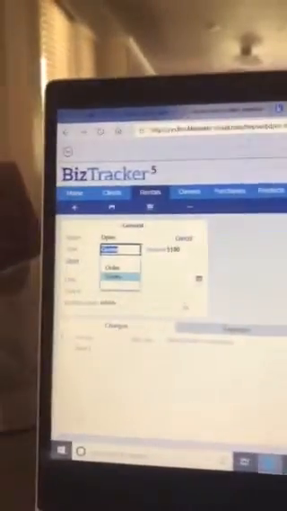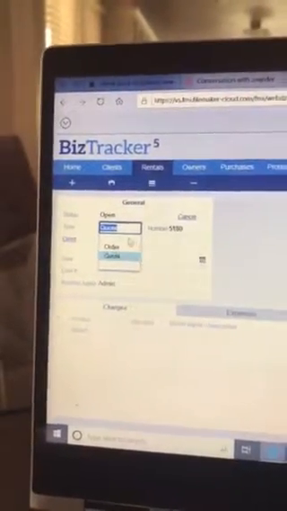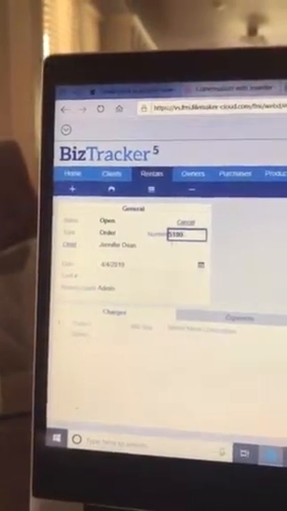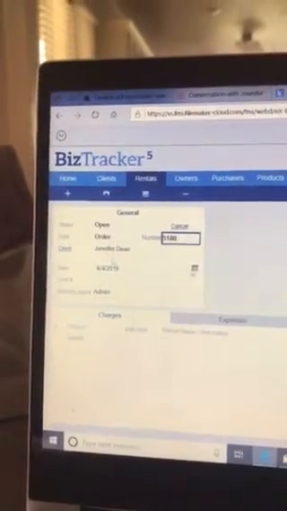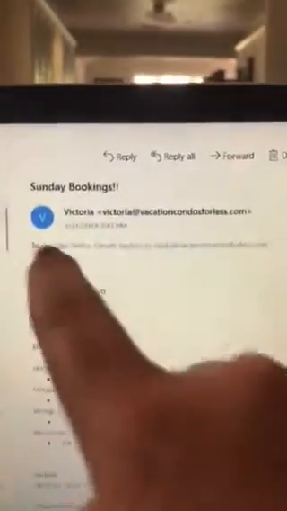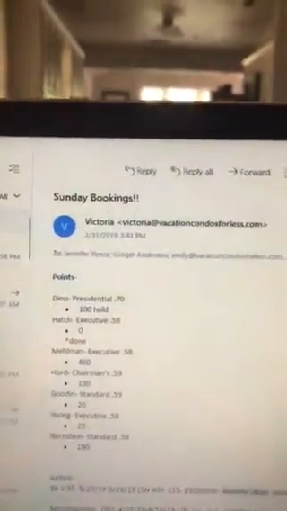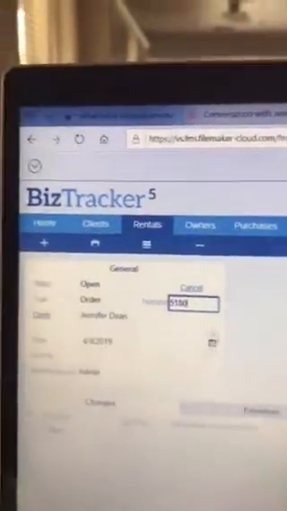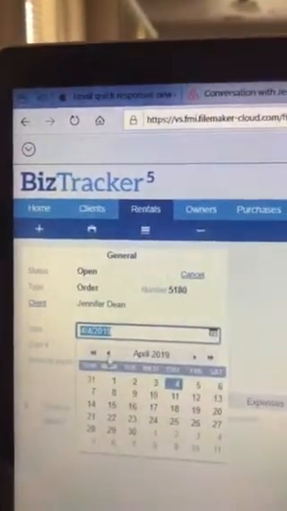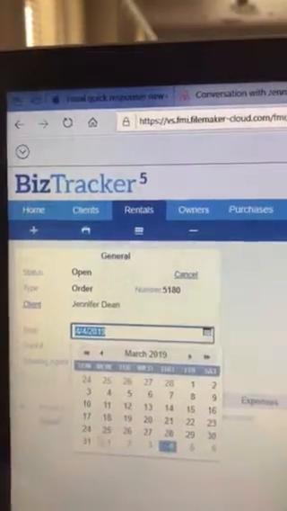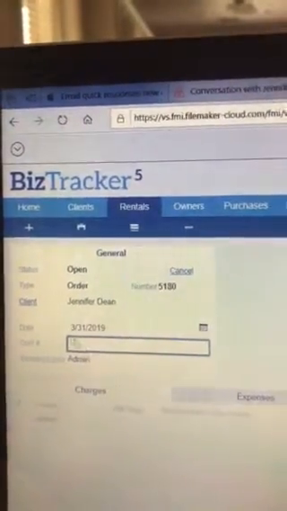Come down to rentals, do the plus sign again. Takes you over here, so that's always going to be in order. Don't worry about that number. There's her name. So this one was booked on March 31st. Okay, so we come here. In the calendar, we're going to March 31st. Today it was booked on.